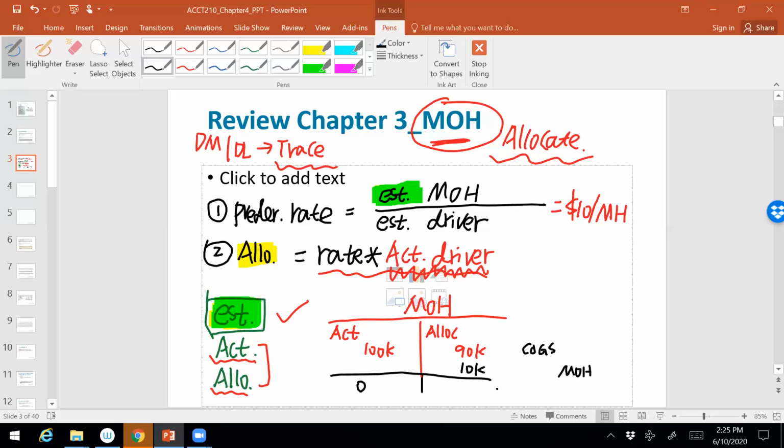Now we have to adjust. We increase the cost of goods sold, and then we allocate more manufacturing overhead. Okay, so you use the actual and then allocated. You use these two at the end when you adjust the manufacturing overhead account. Okay, so this takes care of this predetermined rate.